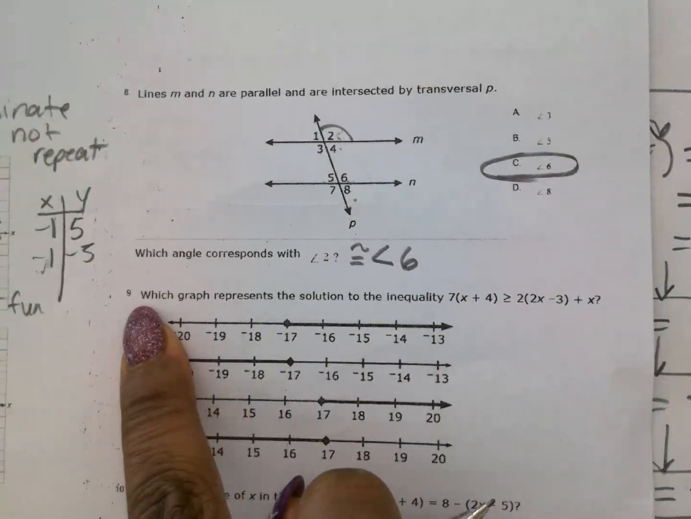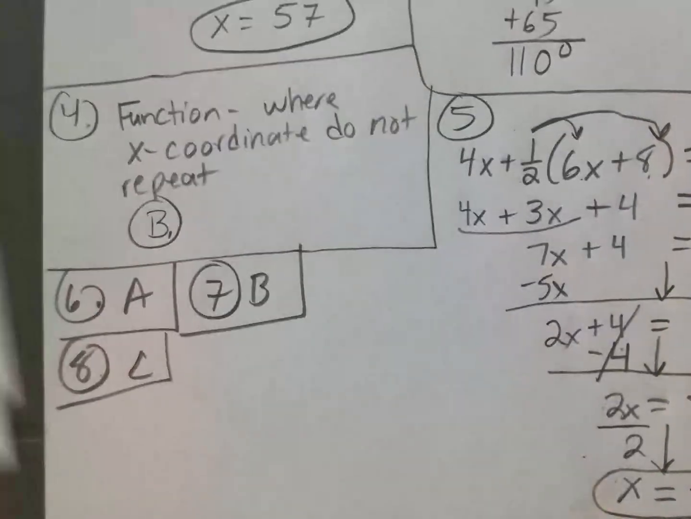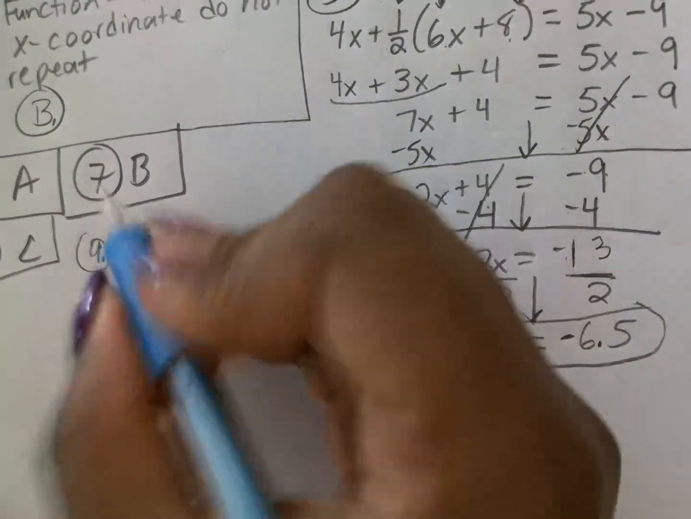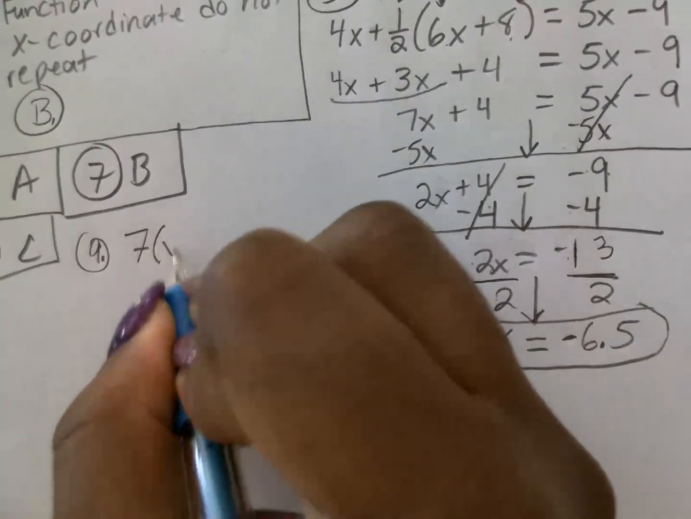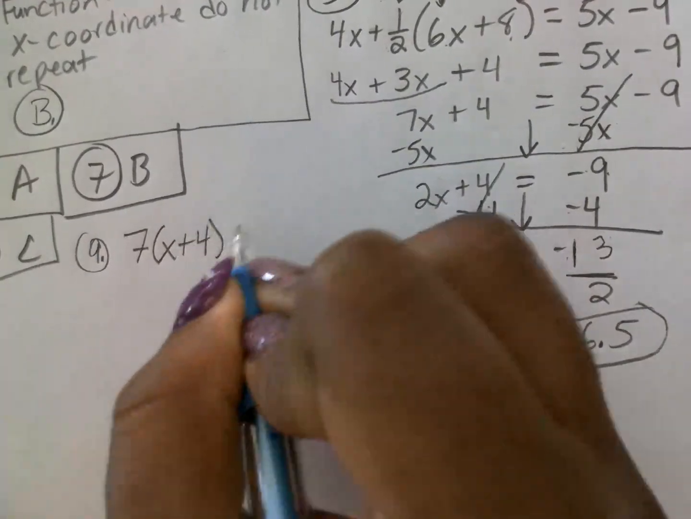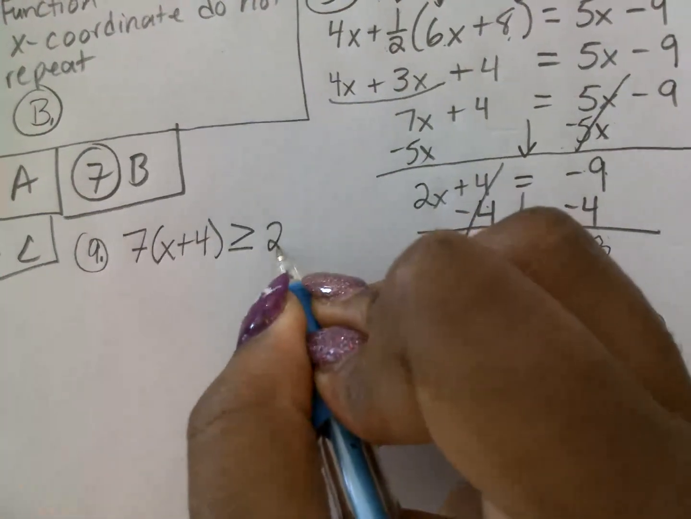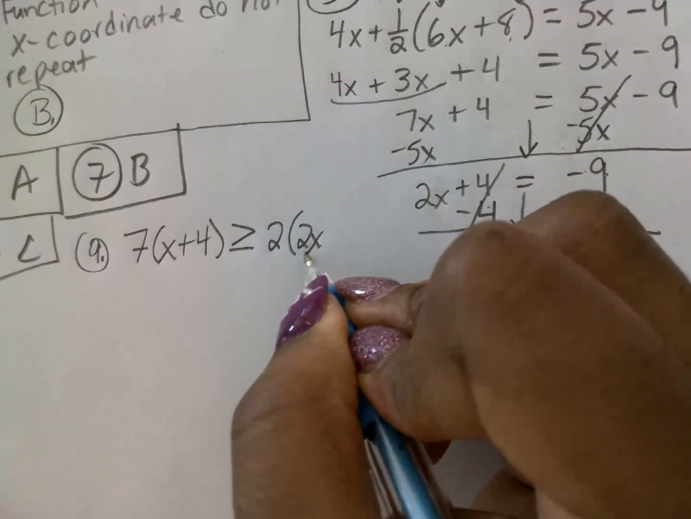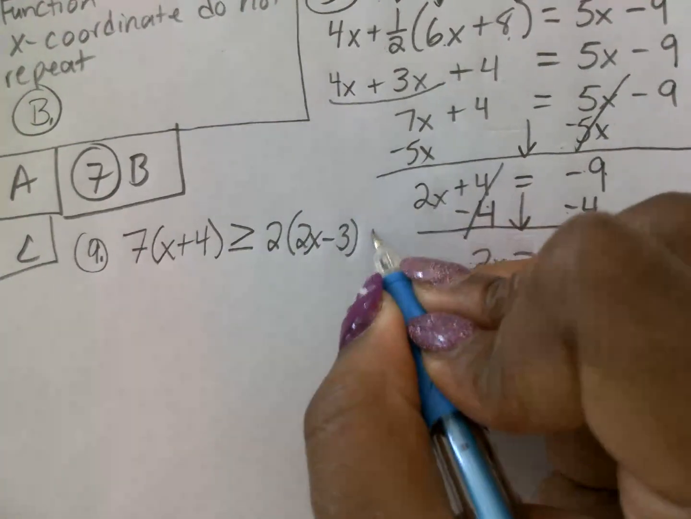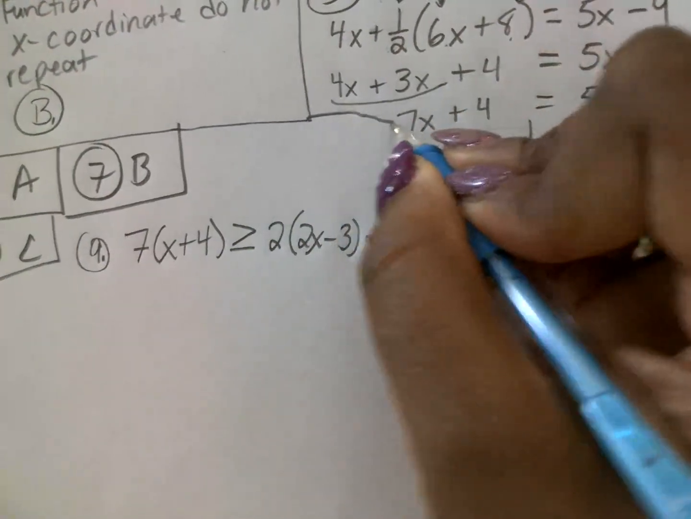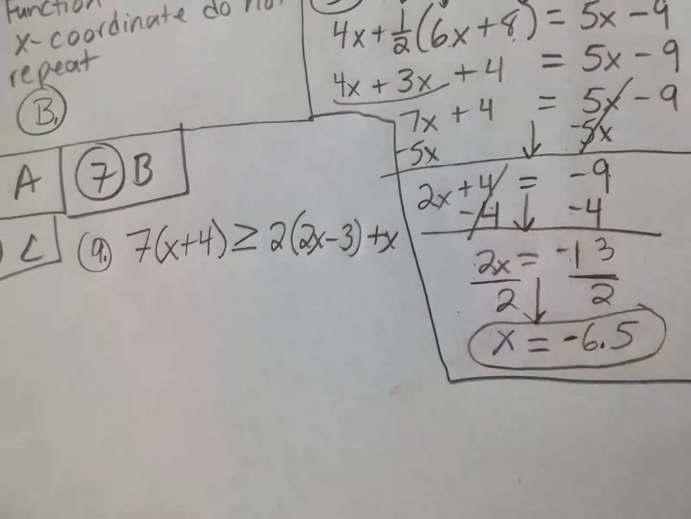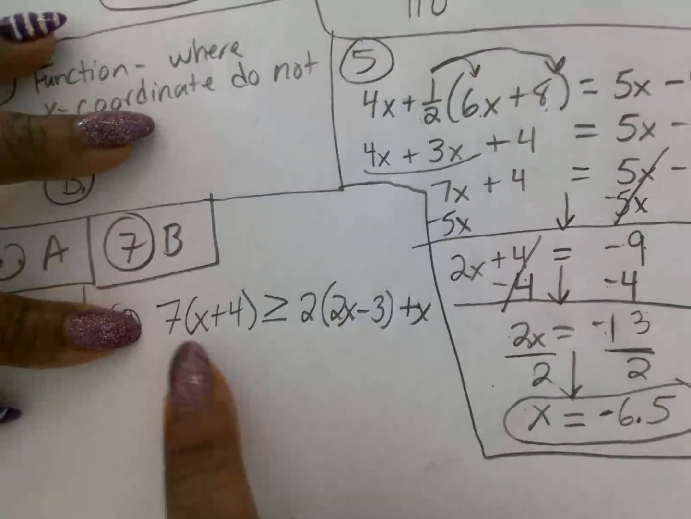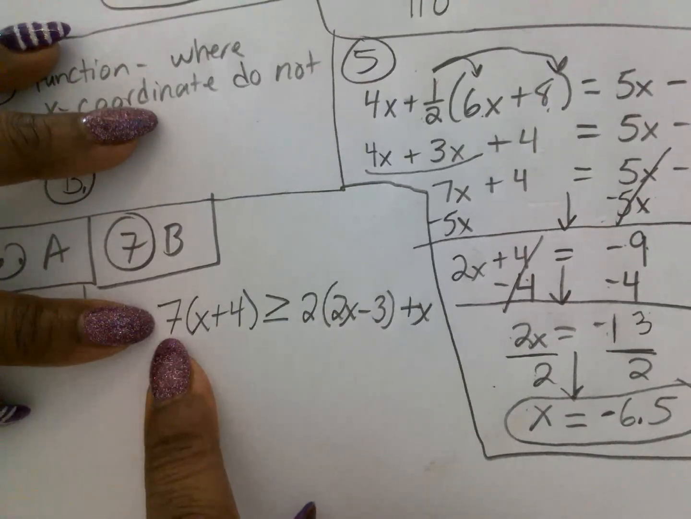All right, so number 9, we're going to solve this inequality. All right, number 9, we have 7 parentheses x plus 4 greater than or equal to 2 parentheses 2x minus 3, then we got plus x. Let me solve this inequality. First thing is distributive property. We have distributive property on both sides. So let's do this side first.